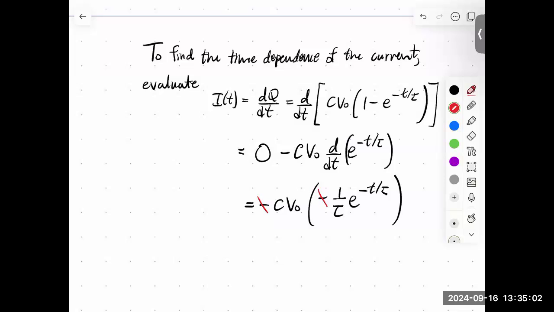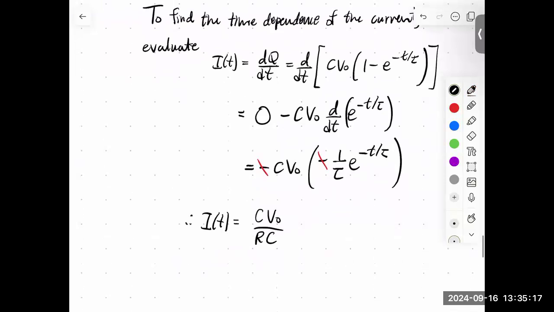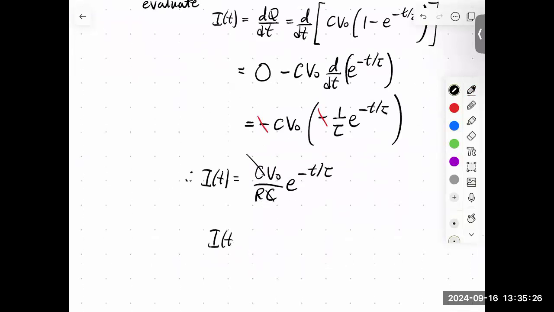Tau is equal to RC, and so the current in our circuit then is equal to CV naught divided by tau, which is 1 over RC, e to the minus t over tau. And the C's are going to cancel. And so our current is equal to V naught over R, e to the minus t over tau.